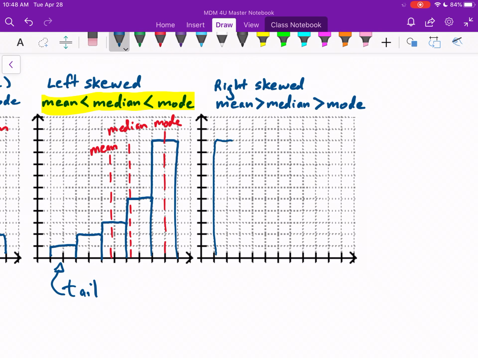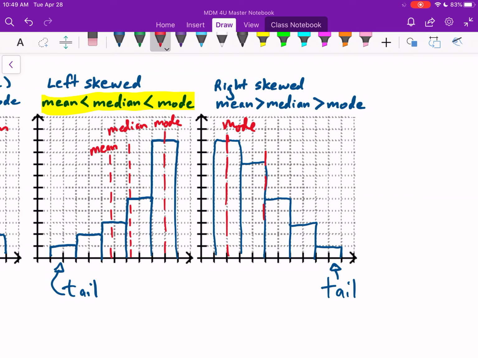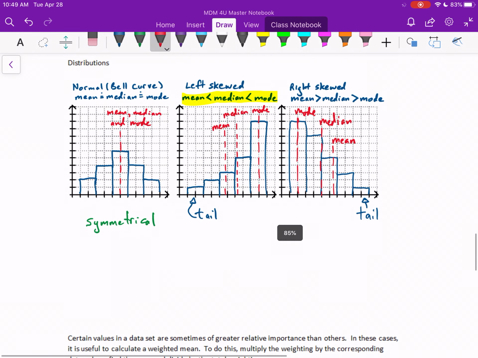And again, it doesn't have to be a mirror image, as long as the highest bar is basically on the right and the lowest bar is on the left, basically, then that would be right skewed. So my tail is over here on the right-hand side. That's why it's called right skewed. And then things are reversed. Here, we obviously have the mode. The median would be somewhere around here, and the mean would be farther to the right still.